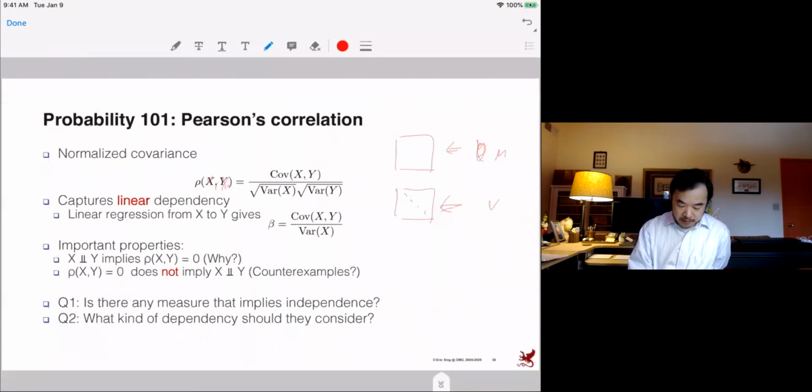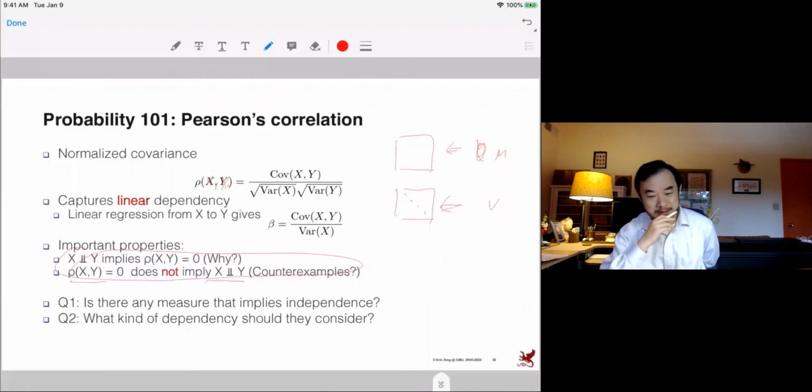So as I said, this is an important property: when the Pearson correlation rho equals 0, it does not mean that these two elements are independent of each other. Okay. Do you want to see an example? Did you get this statement? Why is this the case?